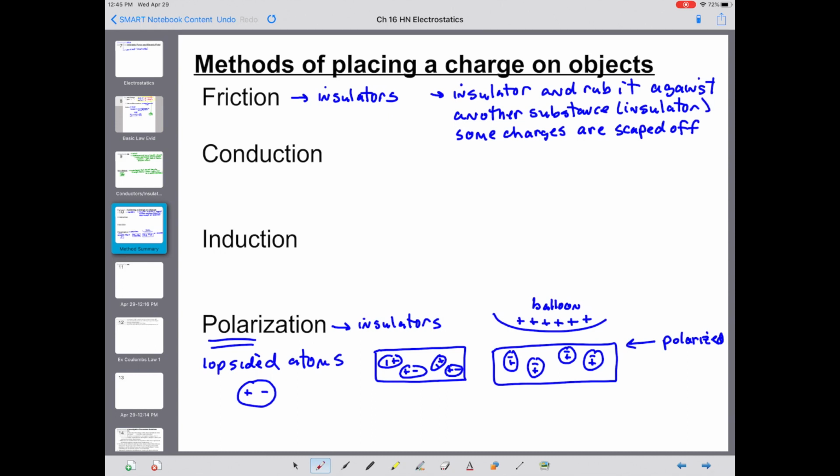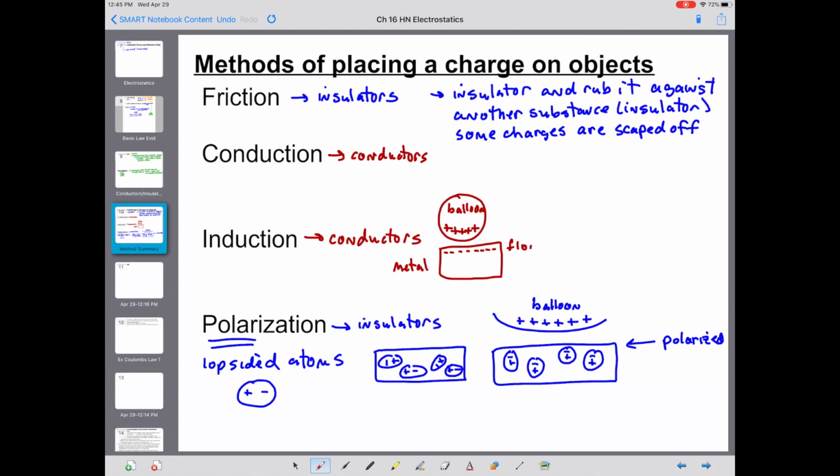Now let's consider conduction and induction. Both of these apply to conductors. So, induction. If I have a charged object, and again, I'll imagine a balloon, which I'm going to draw a little smaller so I save some room. So here is my charged balloon, and I bring it near an object that is a conductor. We'll say that it's metal. Charges are not tightly held by the atoms, so electrons actually flow and form a region of charge. There's no contact.